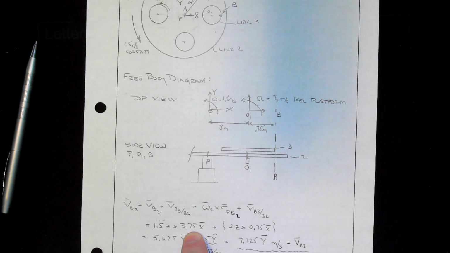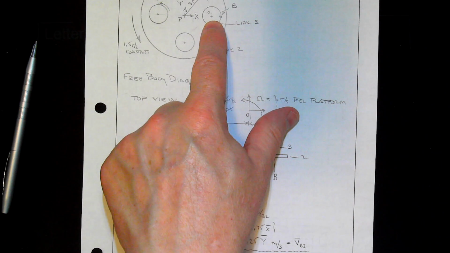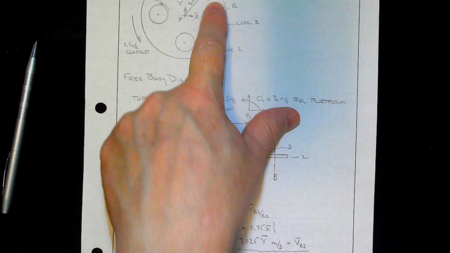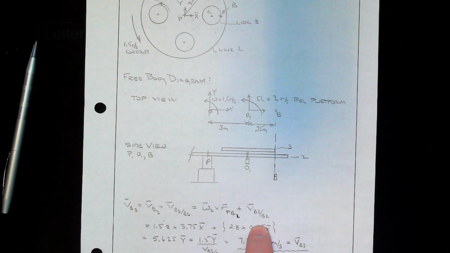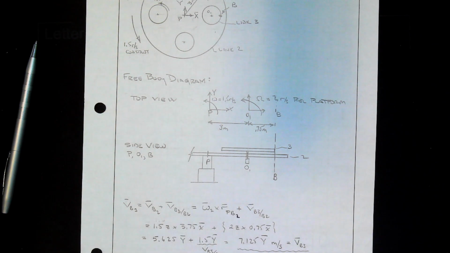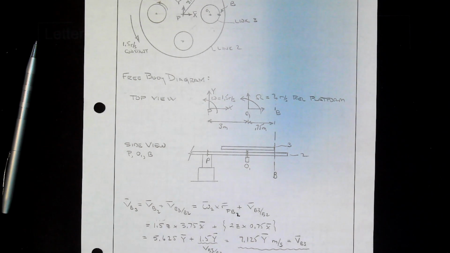1.5x cross 3.75, that's the base, or the merry-go-round. 2 is how the bucket's turning relative to the merry-go-round. 0.75, that's this distance, because this is spinning. So we need omega cross r to get this VB3 relative to V2. Okay? Because this puppy here is spinning. Now it's just plug and chug. Okay, so here's all the numbers. Works out to B on 3 is 7.125 y meters per second.